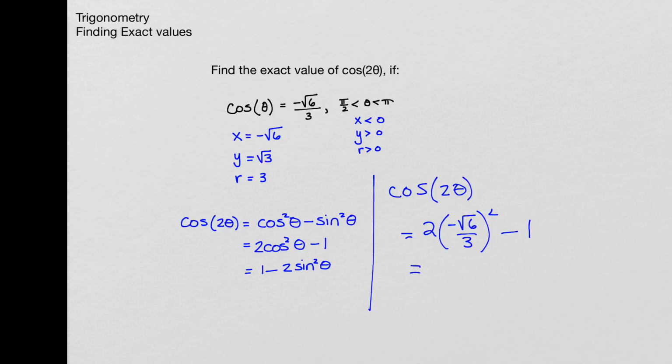And so I get 2 times 6 over 9 minus 1, and this is 4/3 minus 1, and 4/3 minus 1 is 1/3. There you go. So that actually worked out easier, and it wouldn't have mattered if I had found the x, y, and r first or not, because I didn't even use the value of y that we found in the last problem. So that's the cosine of 2 theta.